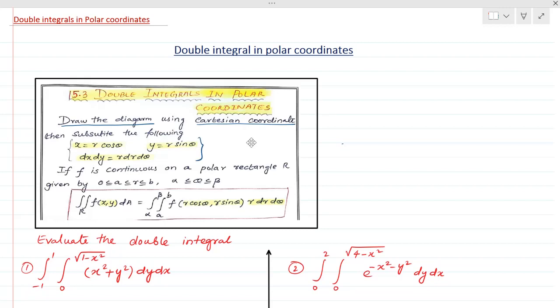Whenever you get x, I will replace it by r cosine theta, and y equals r sine theta, and dy dx can be written as r dr d theta. So this is the limit, and this is in the Cartesian form. This integration in the Cartesian form, I will convert into the polar form by substituting the above rules. That's why this is very important. So here this is the polar form.